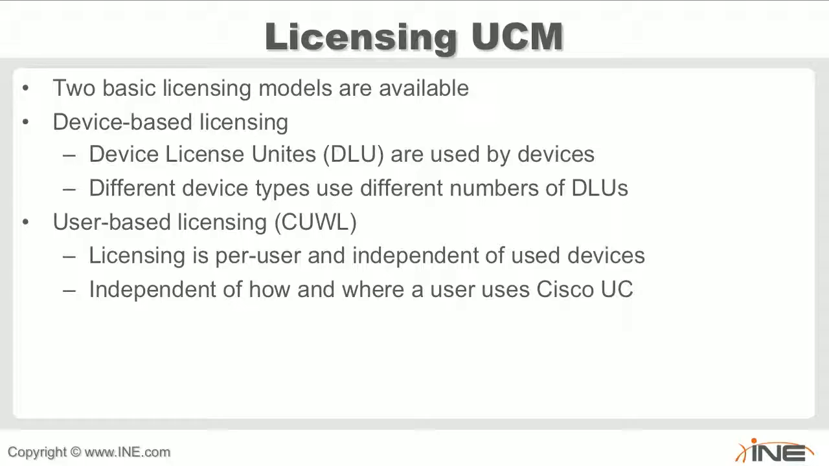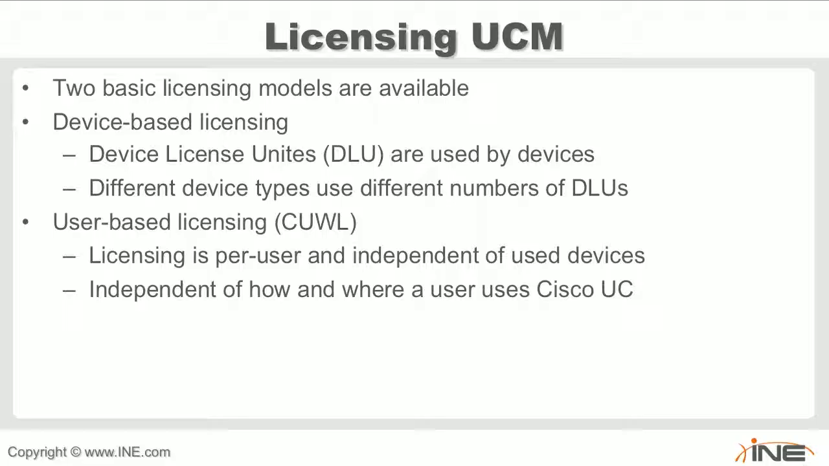Next, we want to take a look at licensing Unified Communication Manager. Two basic licensing models are available. We either have device-based licensing or user-based licensing. So device-based licensing uses something called DLUs, or Device License Units. And I misspelled that and it says unites there. I'll be sure to change that before I post the slides. And so these DLUs are used by the individual devices. And different device types, as we'll take a look at here in a moment, use different numbers of DLUs.